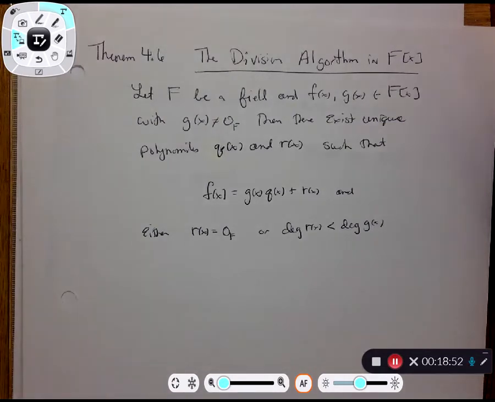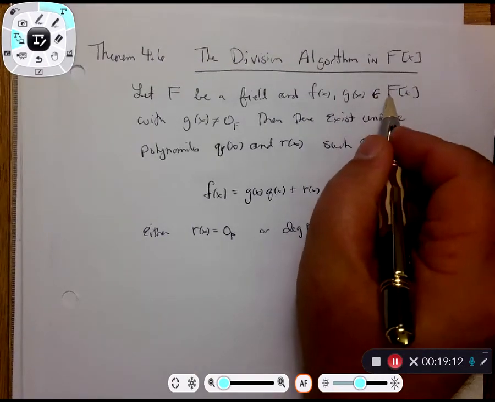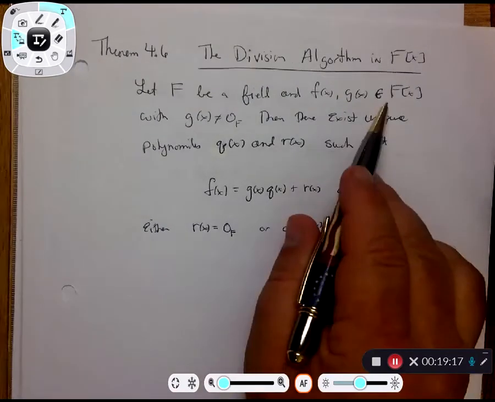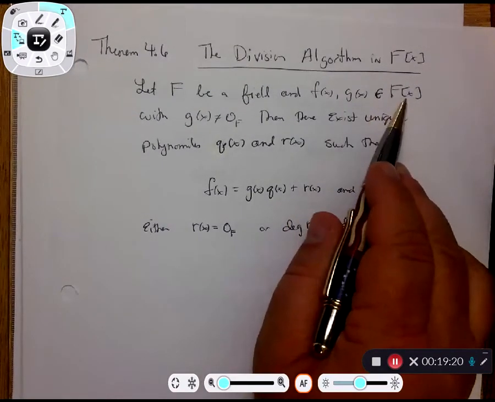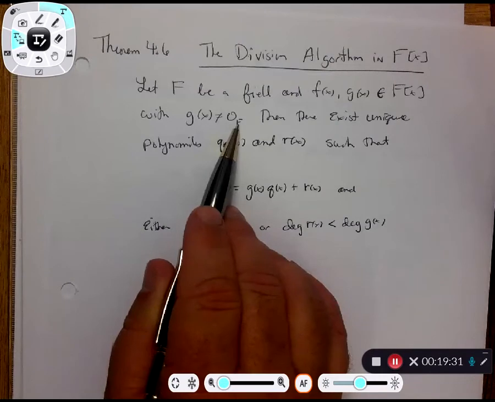So, Theorem 4.6 says this: the division algorithm in F adjoined x. Let F be a field, and f of x and g of x be elements of F adjoined x. And this time I'm attaching a field to x, not just any arbitrary ring. I want a field, because I like that idea that all non-zero elements are invertible in a field. But now we're attaching it to x, so we're looking at the polynomial ring here. So let F be a field, and f of x and g of x be elements of F adjoined x, with g of x not equal to the zero polynomial, the zero constant in F.